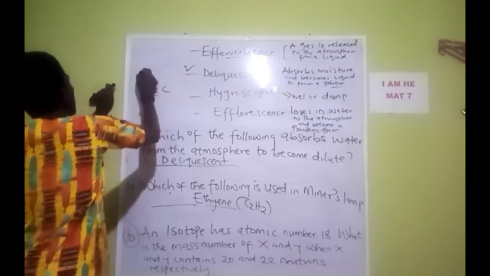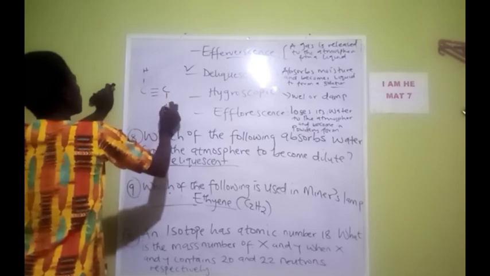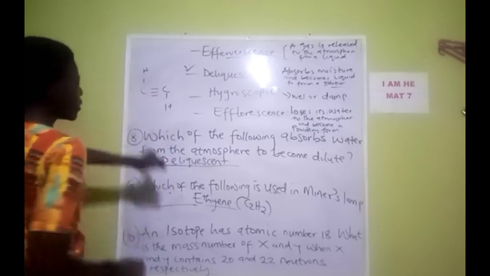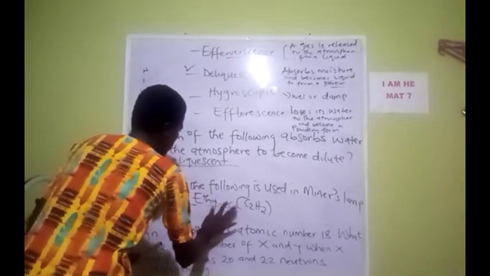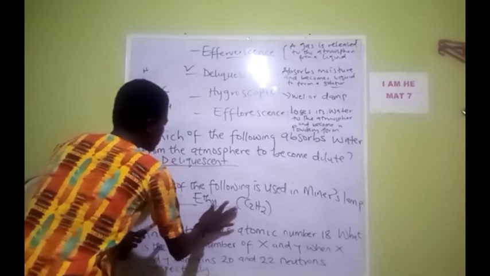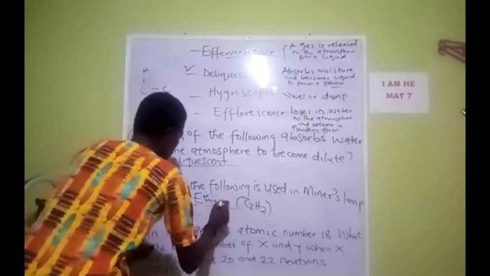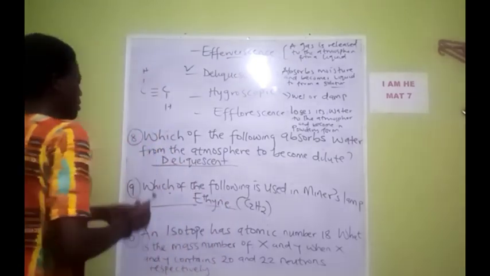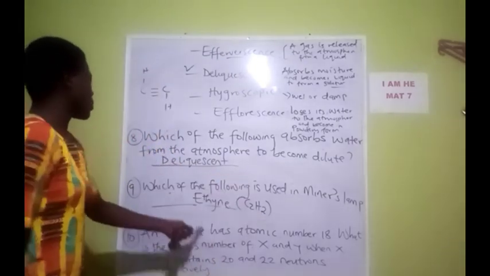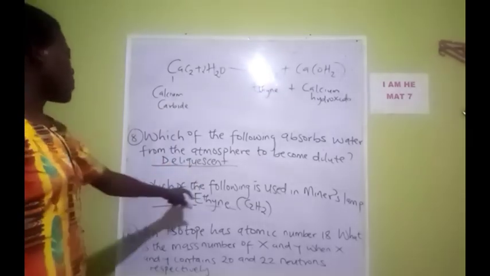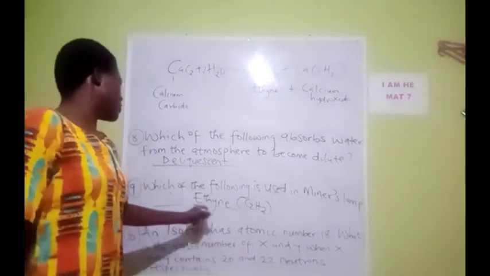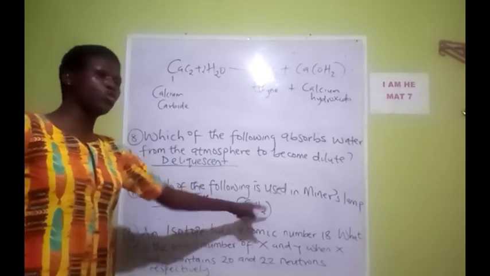C2H2. That's it. So 1, 2, 3, 4, 1, 2. So this is what... I made a mistake. Okay, so it's ethine. Now, which of the following is used in miner's lamp? That says what? Ethine. Now this ethine is gotten... So which of the following is used in miner's lamp? This is what? Ethine, C2H2.